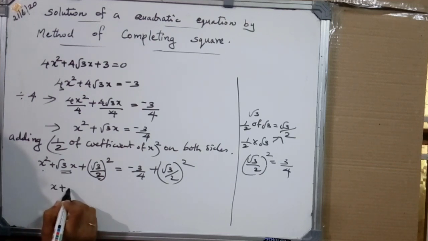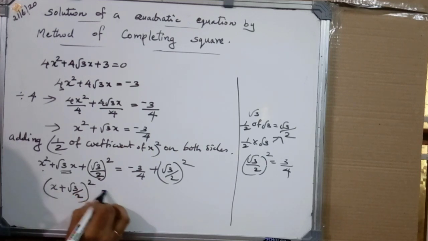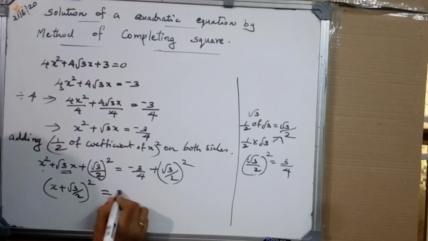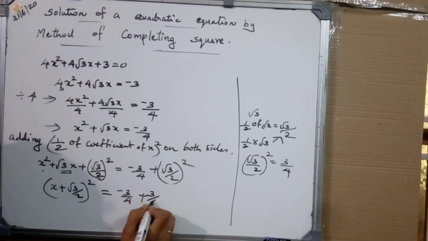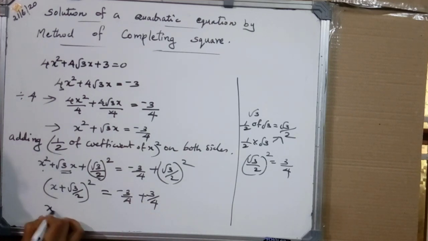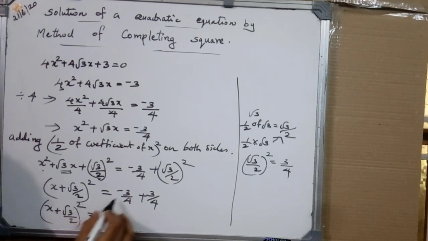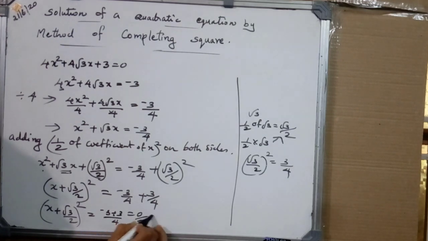So it is in the standard form now, and here it is plus. So it will be (x plus b), root 3 by 2, the whole square. So (a plus b) the whole square is equal to minus 3 by 4 plus root 3 square is 3, 2 square is 4, 3 by 4. Now how will you add? Minus 3 plus 3, it becomes 0. Write one more step. (3 minus 3) divided by 4, that is equal to 0 by 4 or 0.